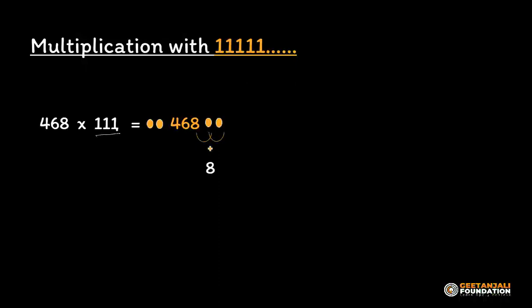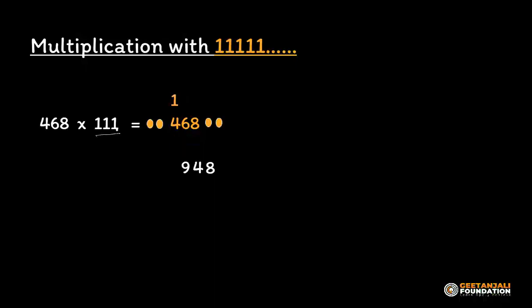Now let's move towards the left. We will leave this rightmost digit, and 6 plus 8 will give you 14. So we have written 4 here and 1 carry. Now let's move towards the left once again. Now we have to add 4 plus 6 plus 8 plus 1. So 10 plus 8 is 18, plus 1 is 19. So we will write 9 here and 1 carry.